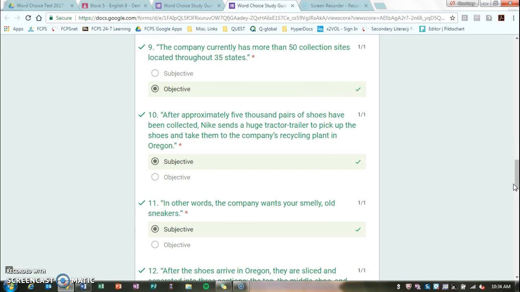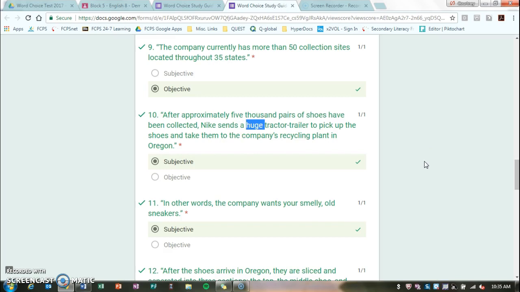Number 9, the company currently has more than 50 collection sites located throughout the 35 states. This is objective, this is a fact. We could prove where the collection sites were and in what states. Number 10, after approximately 5,000 pairs of shoes have been collected, Nike sends a huge tractor trailer to pick up the shoes and take them to the company's recycling plant in Oregon. This was a little tricky. The key word here that we could argue that makes it subjective is this word huge.